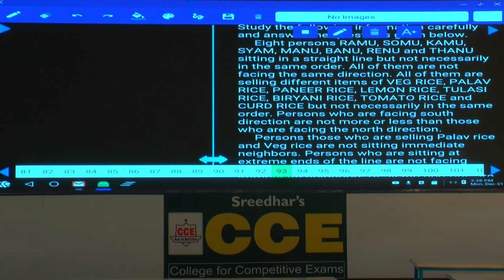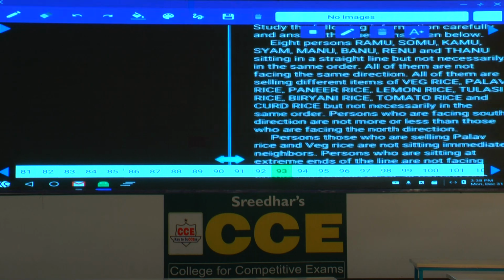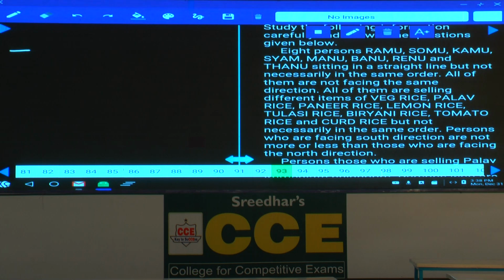Then persons who are selling pulao rice and veg rice are not seated as immediate neighbors. Now, these two persons are not seated adjacent to each other. Now, how many persons are there? 3, 4, 5, 6, 7 and 8. Now, in total we have 8 persons.